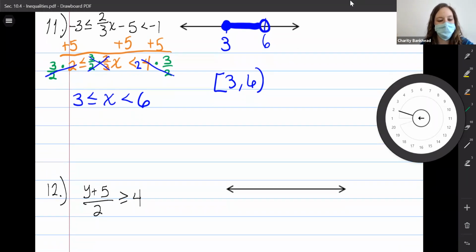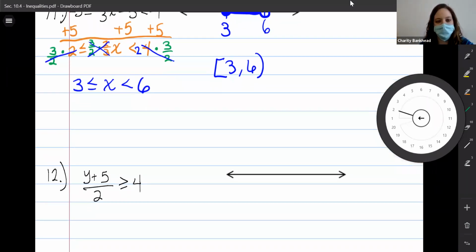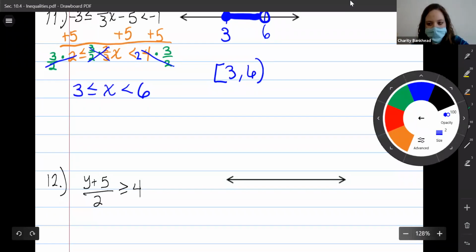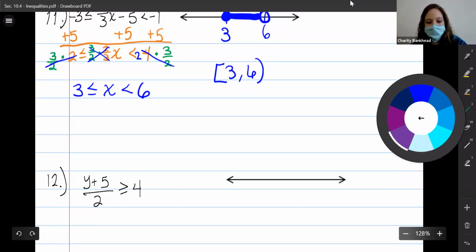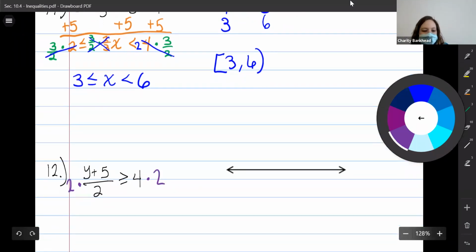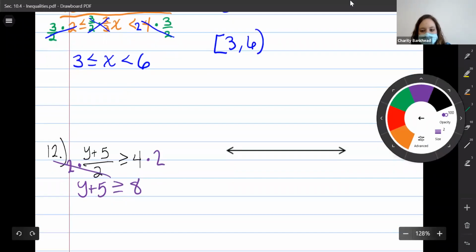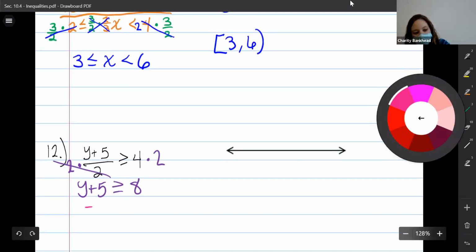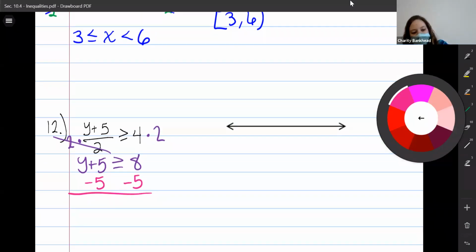All right, on number 12, the first thing I need to do is multiply both sides by 2. So that 2 cancels out. So it's y plus 5 is greater than or equal to 8. And then just subtract 5 from both sides, which gives me y is greater than or equal to 3.